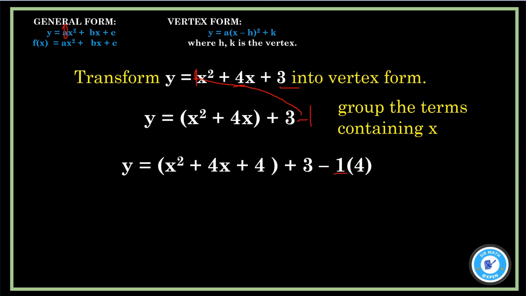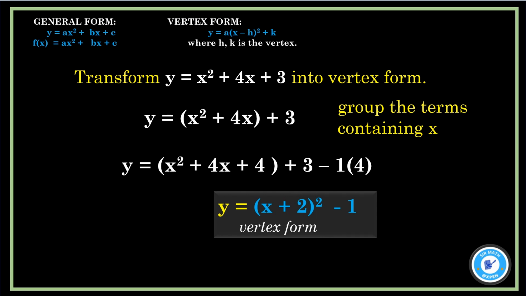Then after we subtract it from the constant, we multiply it by the number we got earlier when we took the half of the coefficient. So that's equal to 4. So it should be 1 times 4. After that, let's simplify. To simplify that, we simply factor first.